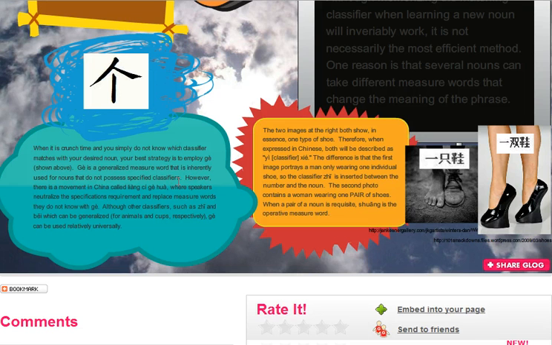But I understand you don't want to go through all this. I know what it's like. So basically, the absolutely fail-safe 100% way is, if you don't know, just use ge. Because, I mean, even in China these days, if they don't know, they're just going to put ge there. It's generalized. It can be used for whatever classifier you want, if you haven't memorized it.